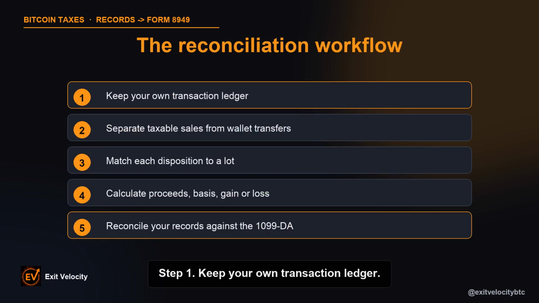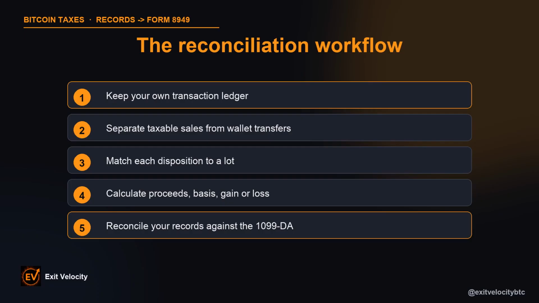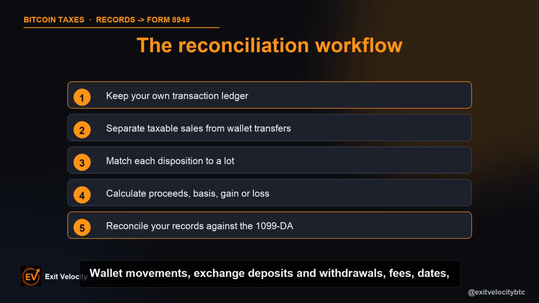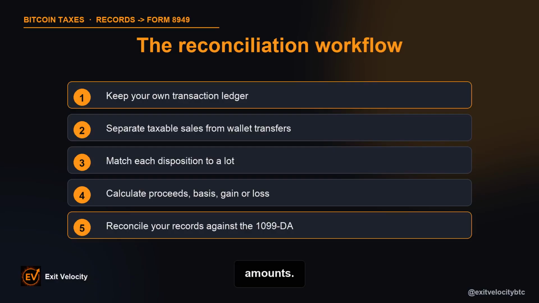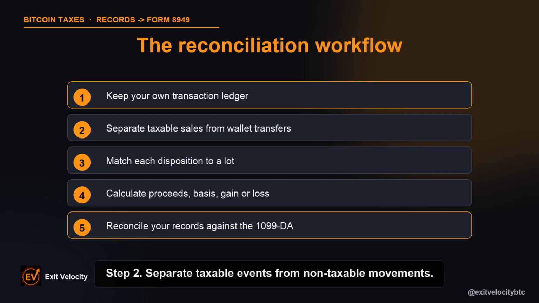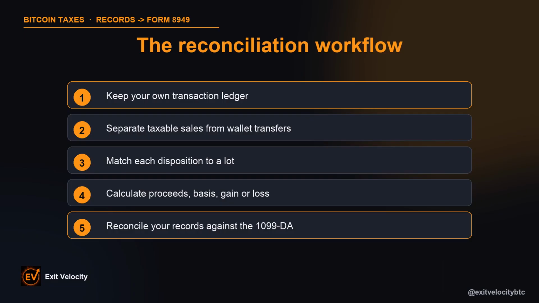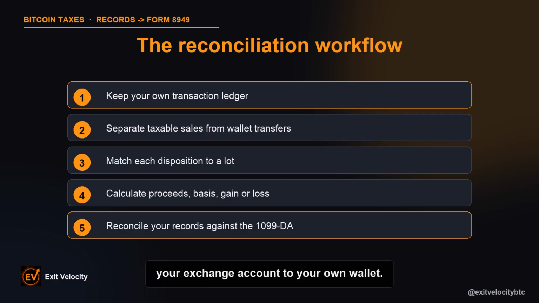Step 1. Keep your own transaction ledger, not just buys and sells, also transfers, wallet movements, exchange deposits and withdrawals, fees, dates, amounts, transaction IDs where available, notes on what the movement was. Step 2. Separate taxable events from non-taxable movements. A sale is different from moving Bitcoin from your exchange account to your own wallet. A transfer between wallets you control is not the same thing as selling. But if your records do not label transfers clearly, they can look confusing later.